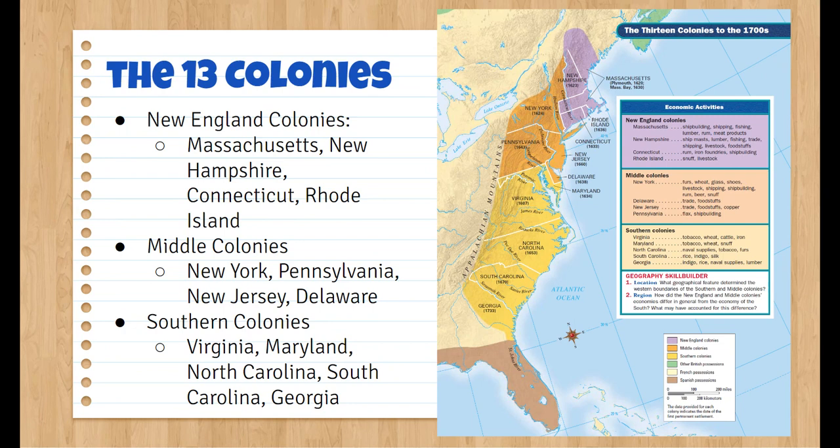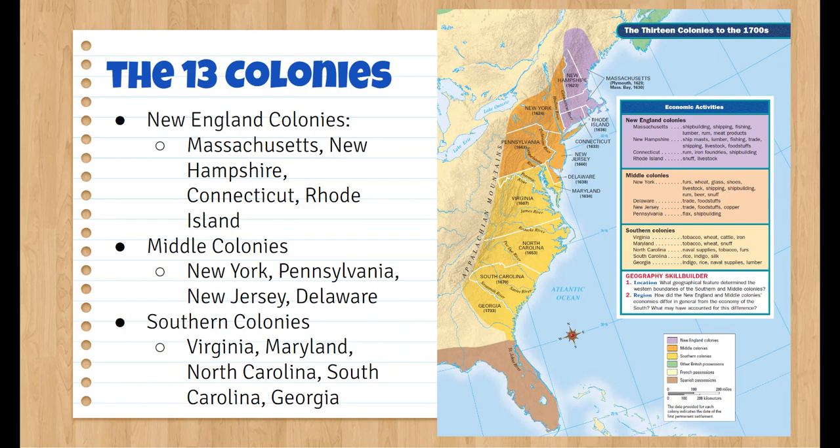So you have the New England colonies in the north, which are Massachusetts, New Hampshire, Connecticut, Rhode Island. The middle colonies, New York, Pennsylvania, New Jersey, Delaware. And the southern colonies, Virginia, Maryland, North Carolina, South Carolina, and Georgia. And these colonies, based on their regions, have some differences that influence their economies and perspectives of the people.